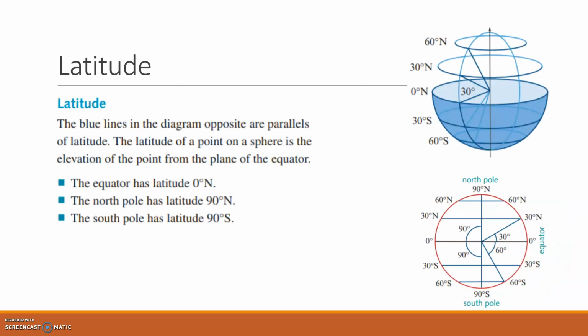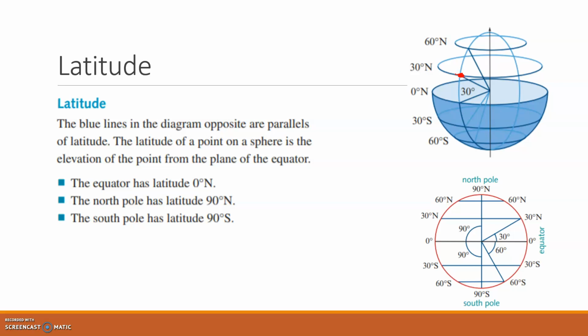Alrighty. So latitudes are the blue lines in this diagram here on the top, and the latitude of a point on the sphere is the elevation of the point from the plane of the equator. So this point here, we can see on the blue diagram has a 30 degrees north latitude.